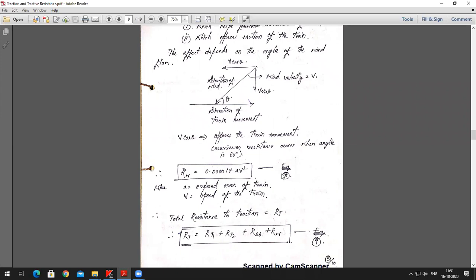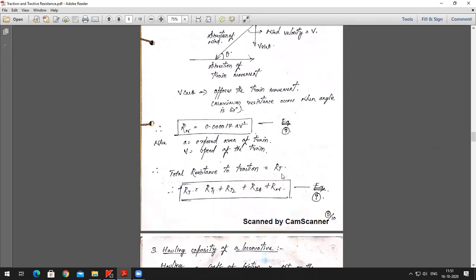Summing up all these equations together, you will get the complete tractive resistance. So tractive resistance, if denoted by capital RT, would be equal to RT1 plus RT2 plus RSA plus RW, right?